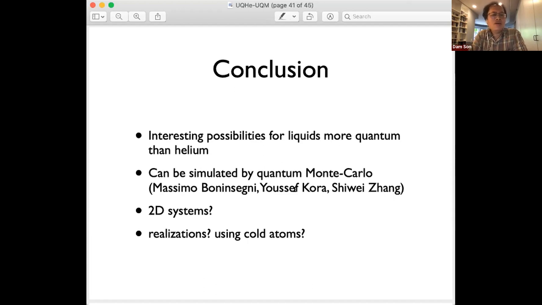One can think about a 2D system and ask, is there a way to make a system where we have both a BKT phase transition and a liquid-gas phase transition, and try to understand the interplay between them. I have presented to you some science fiction realizations, which I do not expect to be realized very soon. But one might hope that with cold atoms, one may be able to make a similar type of liquid. Thank you very much.